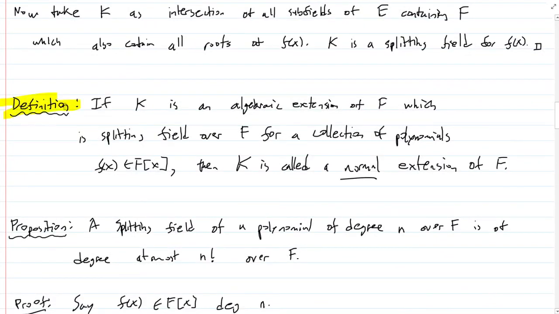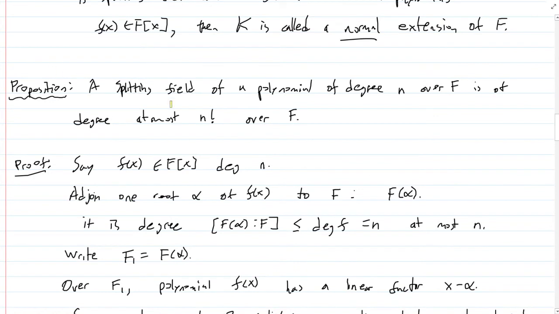Okay, here's just some terminology. If K is an algebraic extension of F which is a splitting field over F for a collection of polynomials f(x) in F[x], the polynomial ring with coefficients in F, then K is called a normal extension of F. So normal means you're a splitting field of a collection of polynomials. So that's just terminology. And then a splitting field of a polynomial of degree n over F is of degree at most n factorial over F.